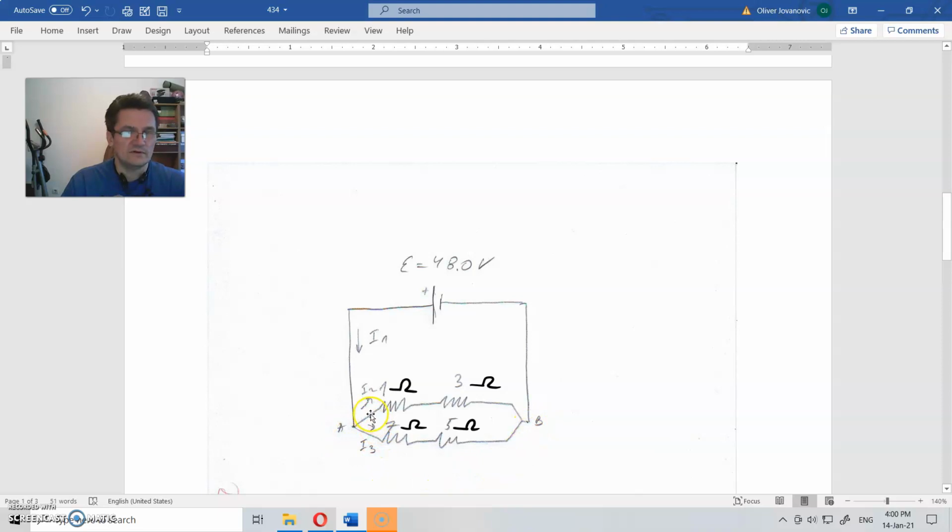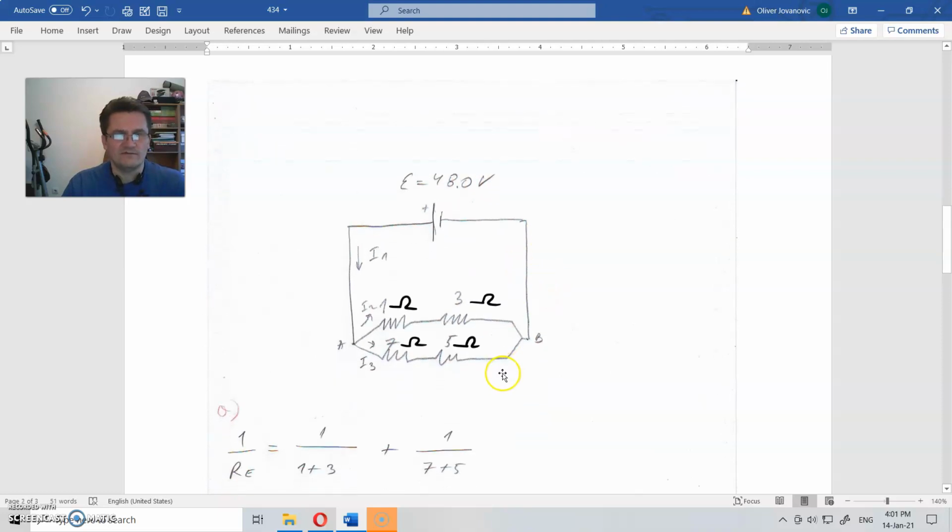So voltage between these 2 points and voltage between these 2 points is the same, and that is the voltage between those 2 points. And because there is no internal resistance here, that will be this voltage, but we'll do something differently. Okay, first of all, we will find equivalent resistance for this construction here.